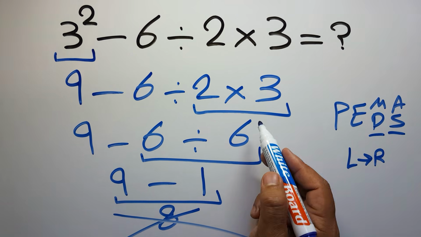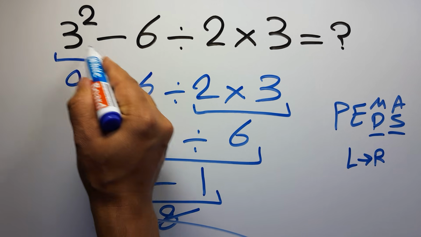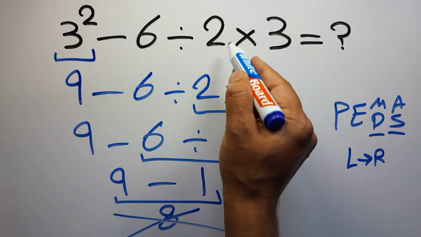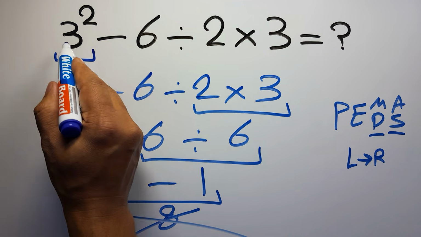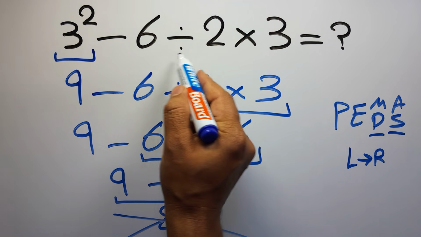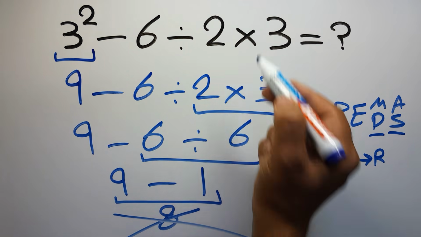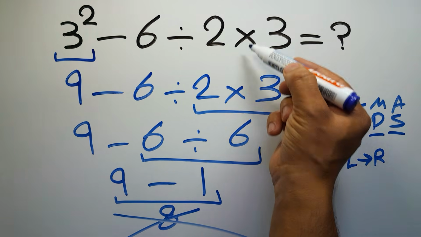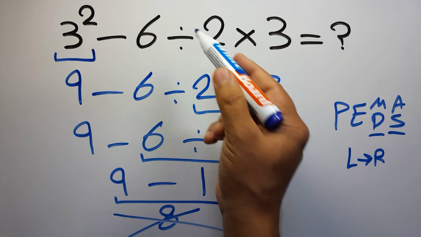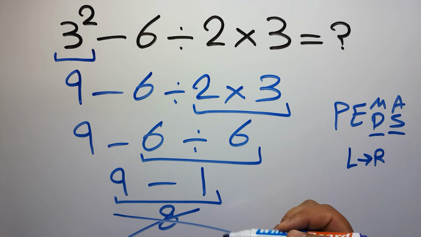In this expression we have one exponent, one subtraction, one division, and one multiplication. According to PEMDAS, first we have to do this exponent, then this division, and then this multiplication, and finally this subtraction. If we do this multiplication before this division, it is wrong.